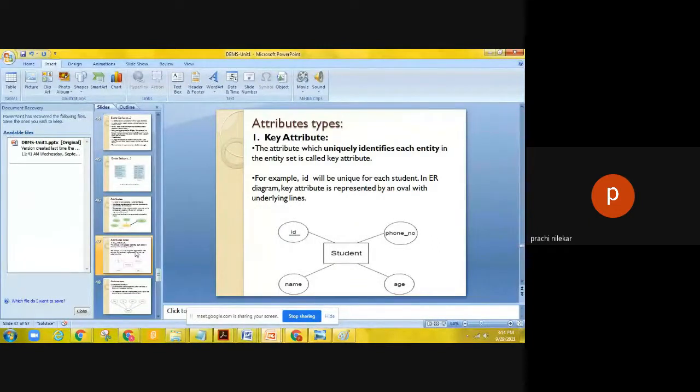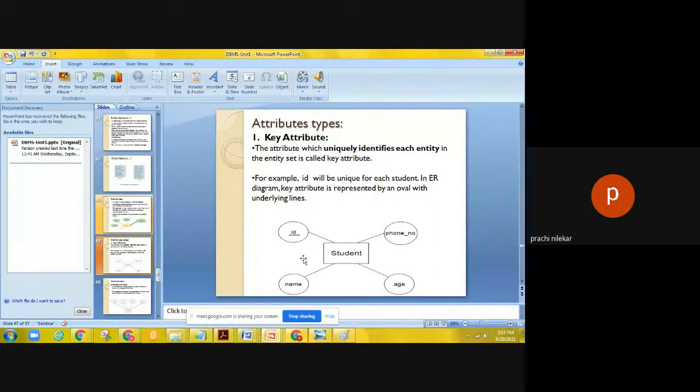Then we saw the key attributes. Yes, the attribute which uniquely identifies each entity in the entity set is called the key attribute. Now see over here, student is an entity. And the attributes of this student are the ID, phone number, age as well as the name. All these are the attributes under the student entity.